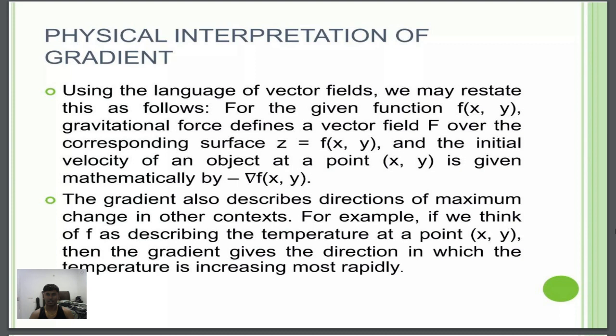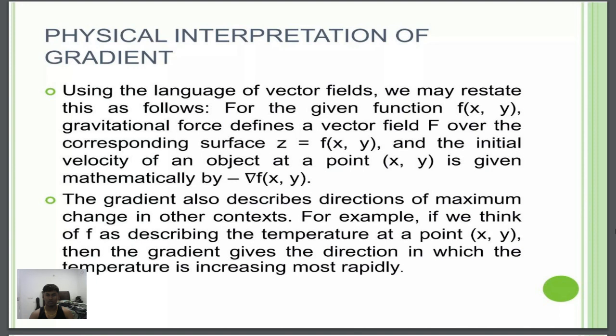Using the language of vector fields, we may restate this as follows. For the given function f of x, y, gravitational force defines a vector field over the corresponding surface z equal to f of x, y, and the initial velocity of an object at a point x, y is given mathematically by del f of x, y.